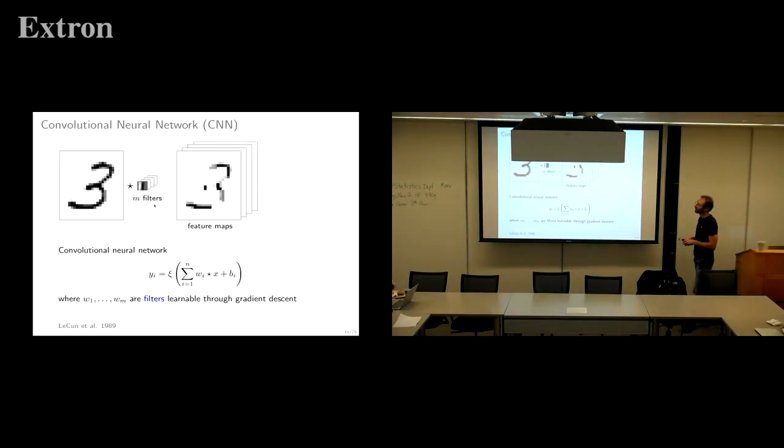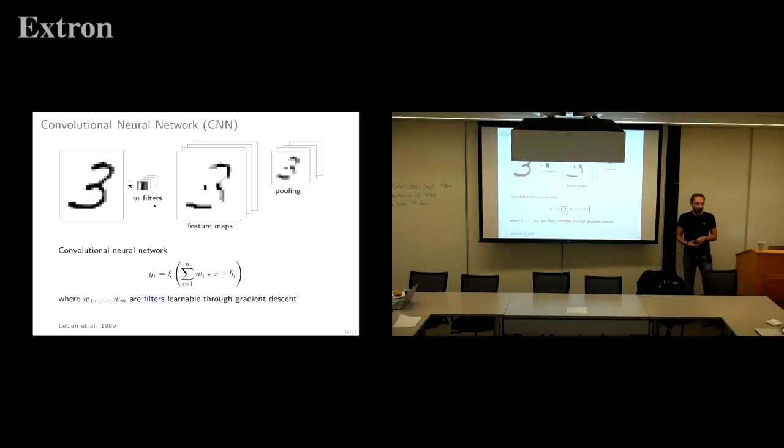Basically, instead of doing these linear combinations followed by nonlinear transformation, considering all the pixels, it looks only at a local receptive field, as it is called. It convolves the image with a set of filters that are learnable. These are the parameters of the network, and it produces a set of what are called feature maps. So the previous linear combinations are now replaced by convolution operations.